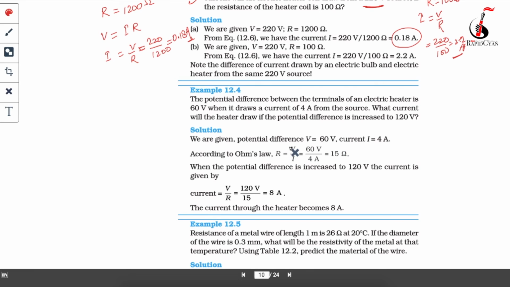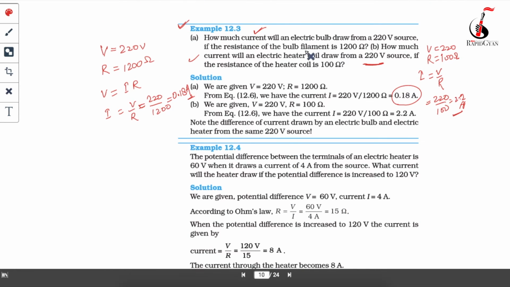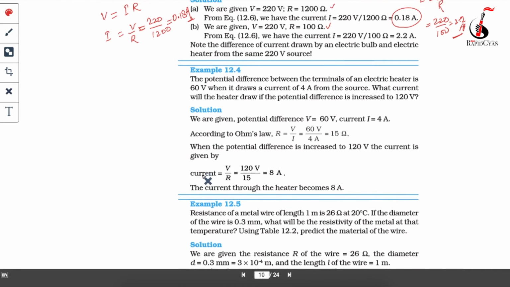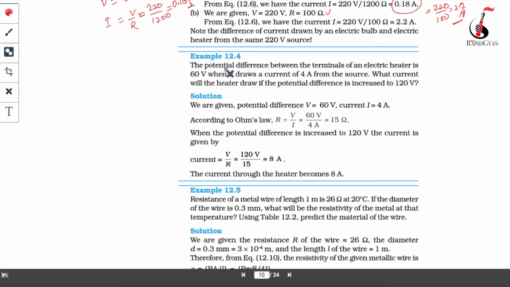Now, what they actually want to show you over here is that in the first case there is more resistance, and in the second case there is less resistance. So if there is more resistance, of course the current will be less, and if there is less resistance, the current will be more. Now the next example is 12.4. This example is saying that the potential difference between the terminals of an electric heater is 60 volt.